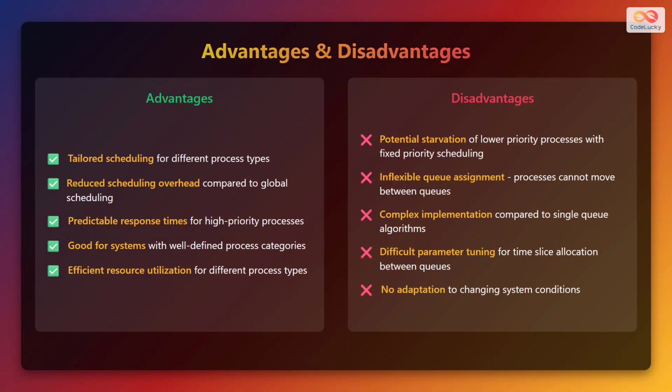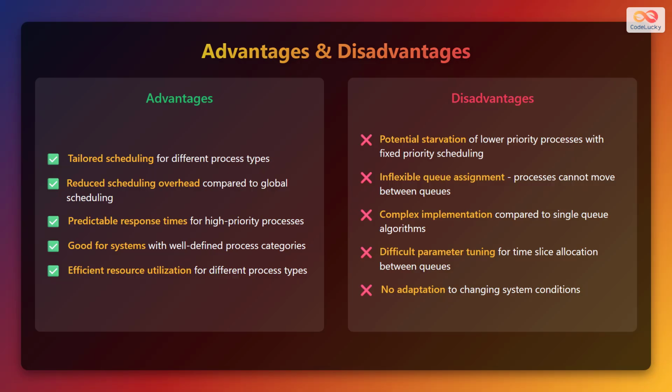Multilevel queue scheduling offers several advantages, including tailored scheduling for different process types, reduced scheduling overhead compared to global scheduling, predictable response times for high-priority processes, suitability for systems with well-defined process categories, and efficient resource utilization for different process types. However, there are also disadvantages to consider.